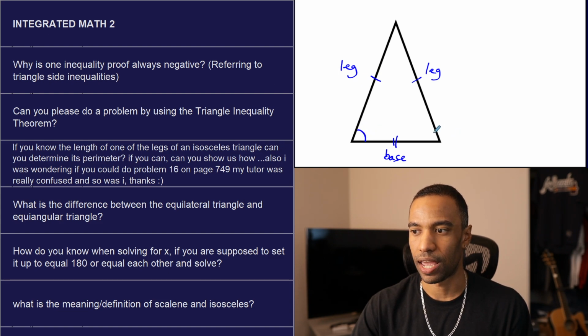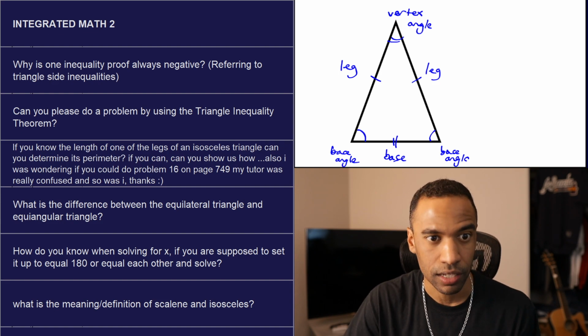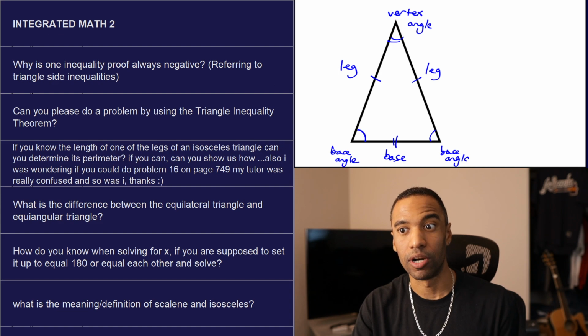By the way, 2 congruent angles here called base angles. Base angle, base angle. So each part in this triangle has a name. This part up here is called the vertex angle. Anyway, the reason I bring all that up is because they mentioned the word leg. If you know the length of one of the legs of an isosceles triangle, can you determine its perimeter? Well, that's a good question.